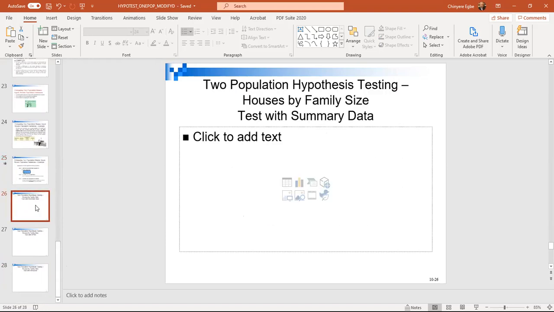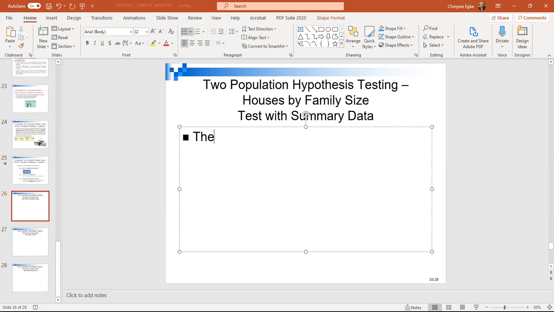All right, so I'm going to look at an example using data from houses in a neighborhood. There are two types of houses: one family versus two family houses. These are the two types of houses we have in a neighborhood.